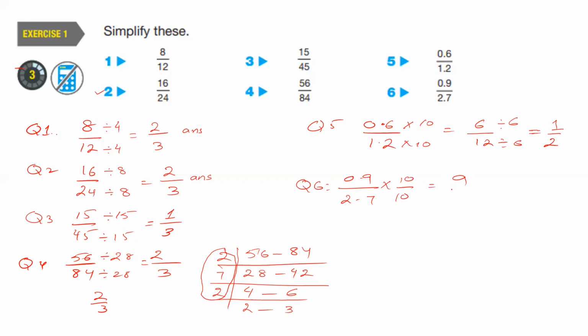You will get here 9 upon 27. Now again we divide both by 9. Okay, so we get here 1 upon 3, because 9 times 1 is 9, 9 times 3 is 27. So here we have finished our questions number 1 to 6.